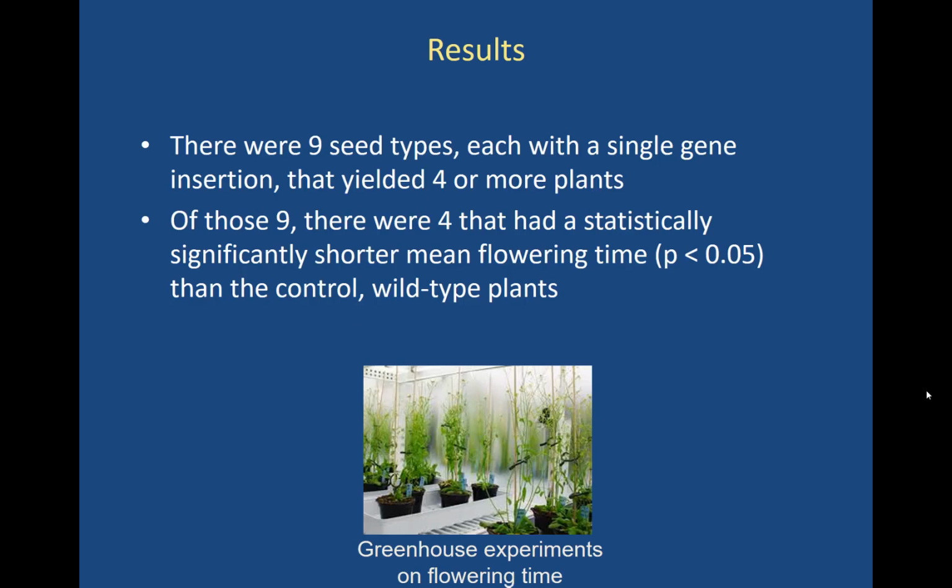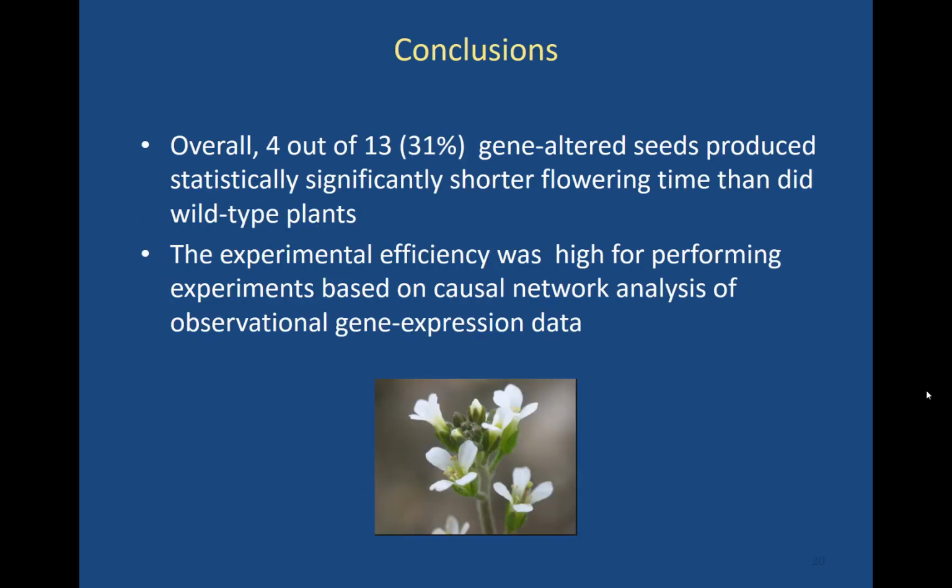So there were 9 seed types, each with a single gene insertion that yielded 4 more plants. And of those 9, there were 4 that had a statistically significant shorter mean flowering time than the control, wild-type plants. So overall, 4 out of 13, which is about 31%, gene-altered seeds produced significantly shorter flowering time than did wild-type plants. And that really is, for us, experimental efficiency of very, very high sort.